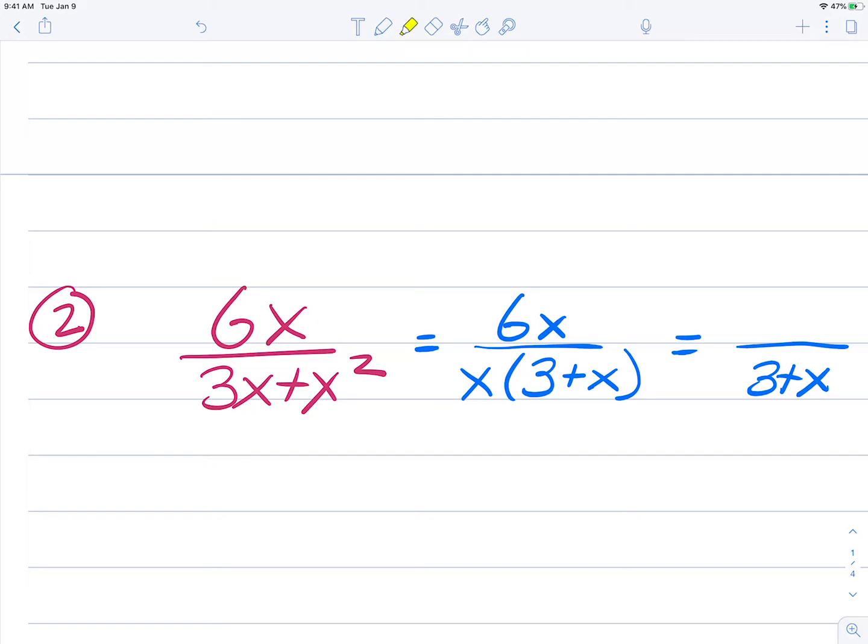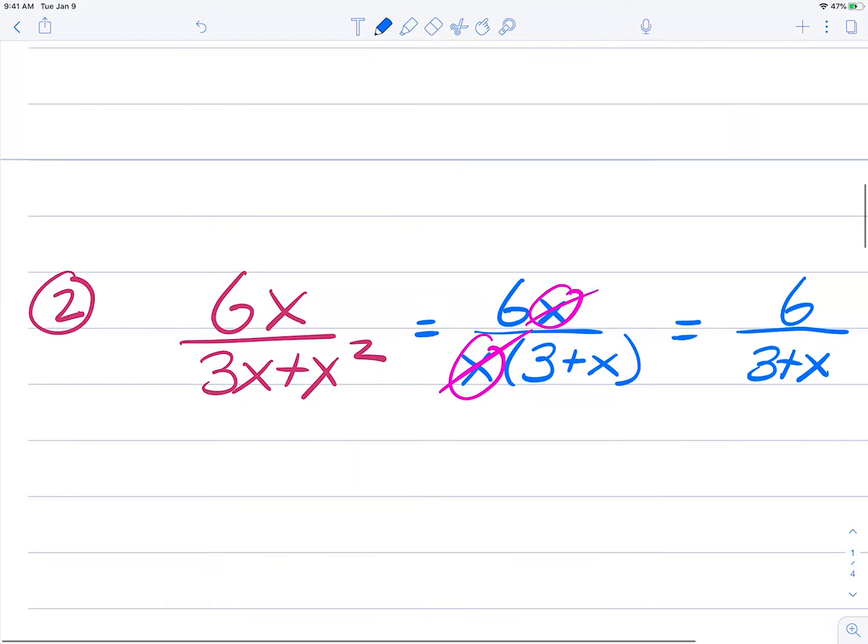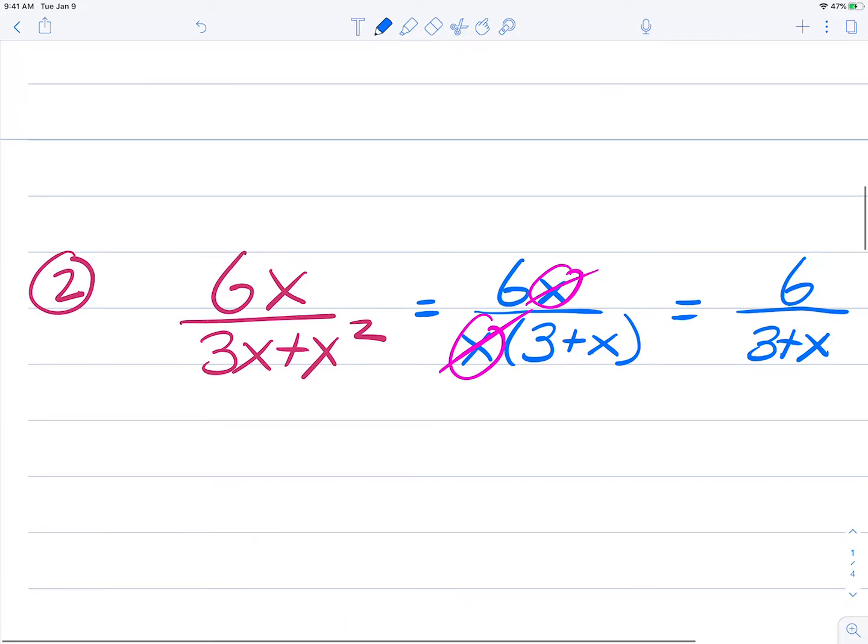Now, the monomials, the x's match, and anything divided by itself is 1, so we can cross those off, which leaves us just with a 6. And again, that's 6 and 3. One's part of a monomial, one's part of a binomial. It cannot be reduced. I cannot stress that enough.